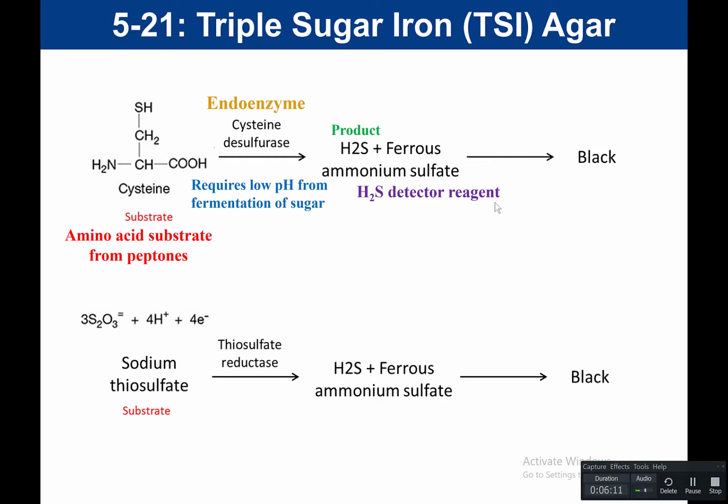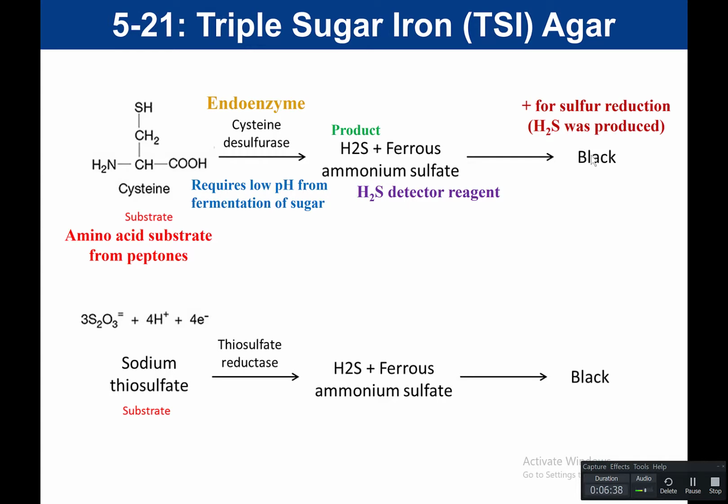This reagent is already in the media. So if H2S is present, it will react with the ferrous ammonium sulfate that's in the media, and it will turn black, because black is going to be positive for sulfur reduction, meaning that H2S was produced. Again, the ferrous ammonium sulfate is going to detect the presence of H2S.